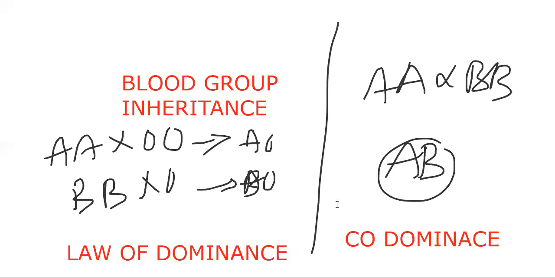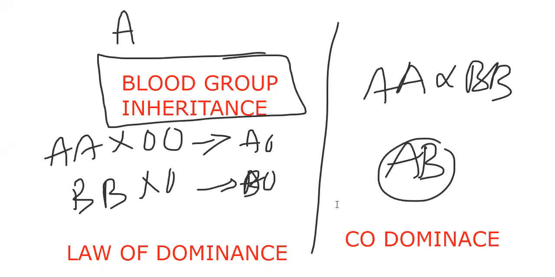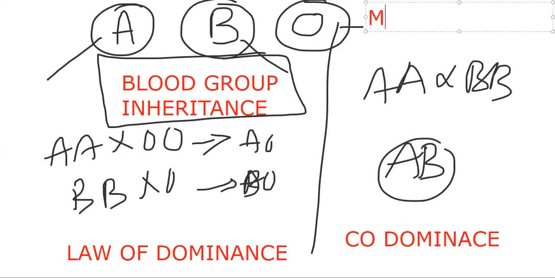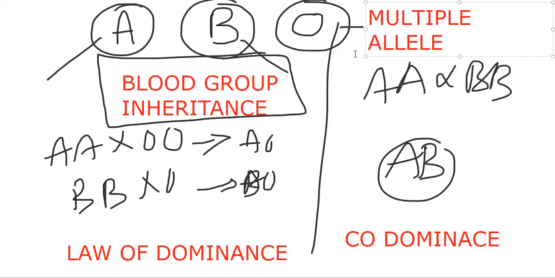Now when we come to this particular area, in the case of blood group inheritance, as we are seeing, three allelic forms are present: A, B, and O. A form, B form, O form. Not like Mendel. It is called multiple allele. So we should say it as multiple allele. Blood group inheritance has three allelic forms for a character called blood group. That's why we say multiple allele.